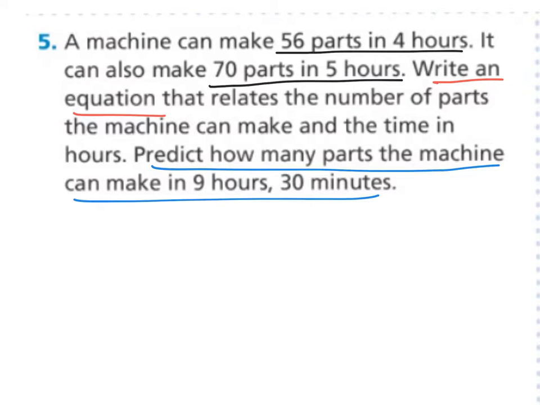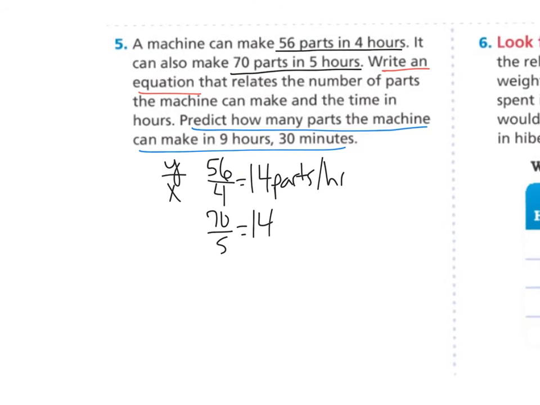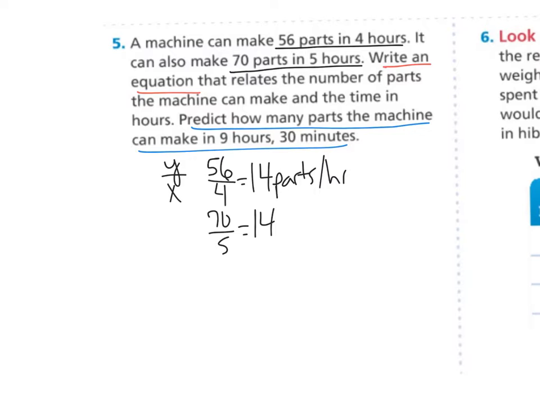So before we can write an equation, we need to figure out our unit rate. Before we find our unit rate, really, as we're doing that, we need to make sure that this is proportional. So parts per hour sounds good. So if we do 56 divided by 4, that is 14 parts per hour. And then we can verify 70 divided by 5 also is 14. So that's good. That means it's proportional. That means we can write our equation here with what we know.